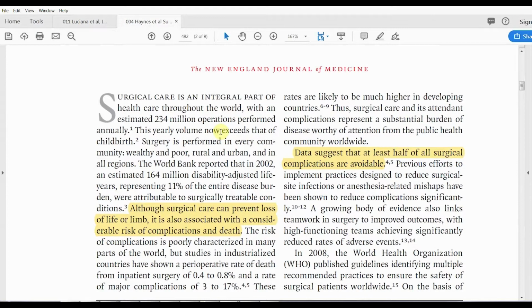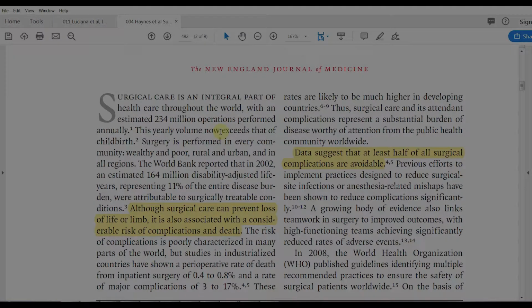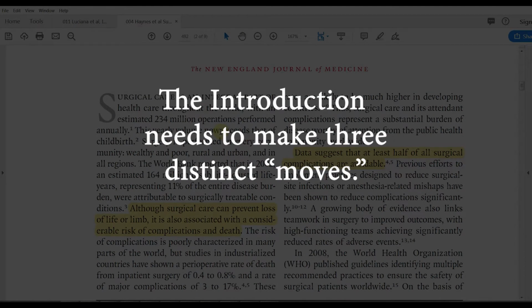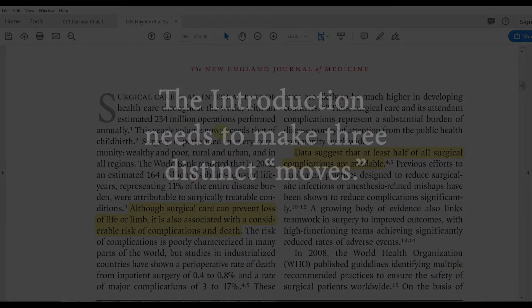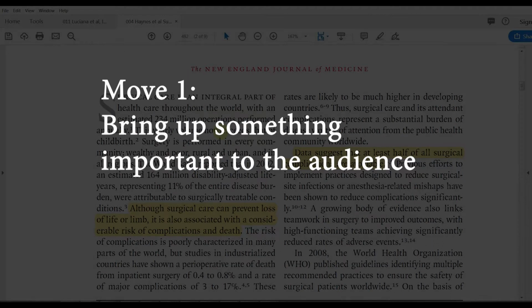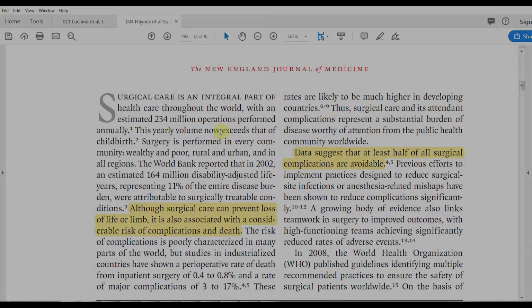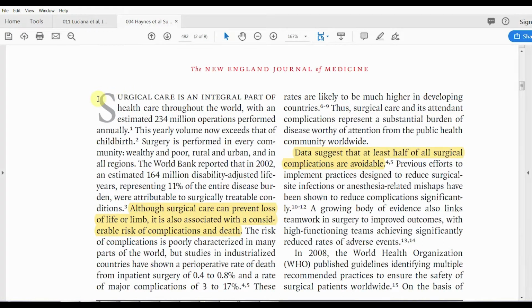So the introduction should make a set of moves that are 100% stable across the board on all IMRaD reports. There are 3 separate rhetorical moves. Here is what they are. The first one is to point out something that is important or that matters a great deal to people working within the field. Now, in this case, the thing that they point out is that surgical care happens constantly. There are 234 million operations performed annually. There are a lot of surgeries taking place. So that's where they're making the first move.